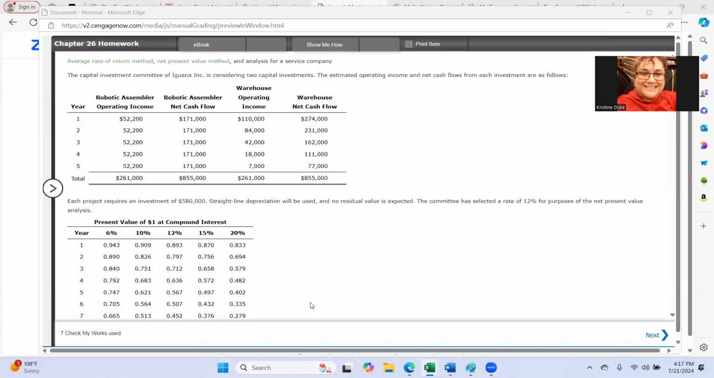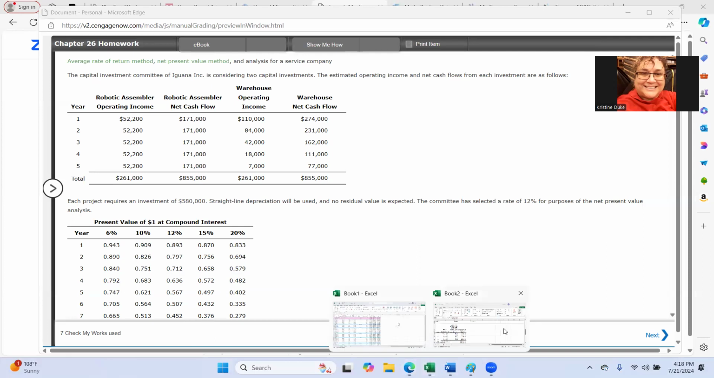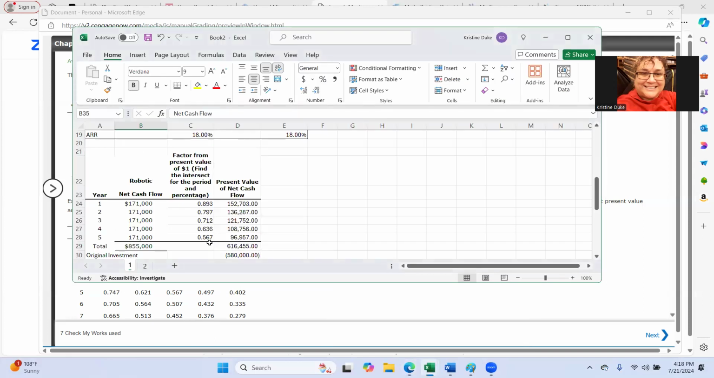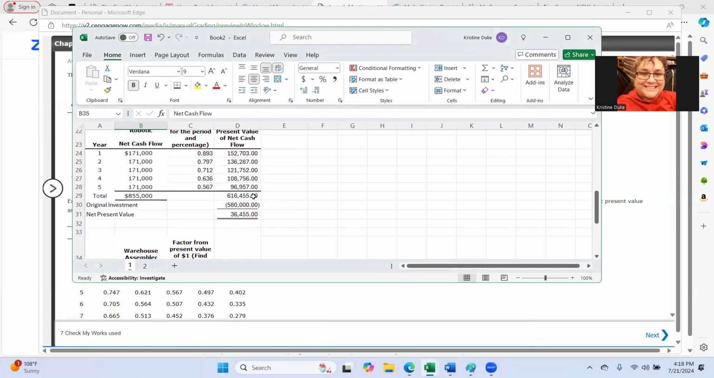So year 1. So they want 12%. So I come up here to year 1. I go to 12%. There's my factor. There's factor for year 2, factor for year 3, factor for year 4, for year 5. I take and I plug those in, and then I multiply the factor by the net cash flow, and I get an amount. I add all of them up together, subtract my original investment, there's my net present value.